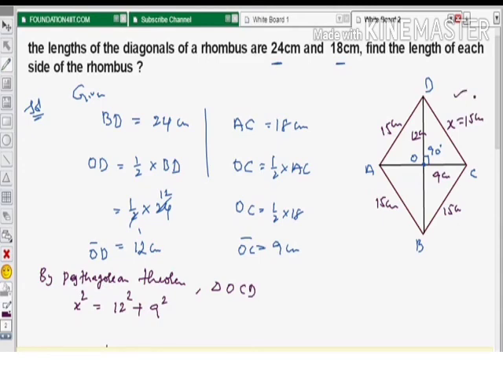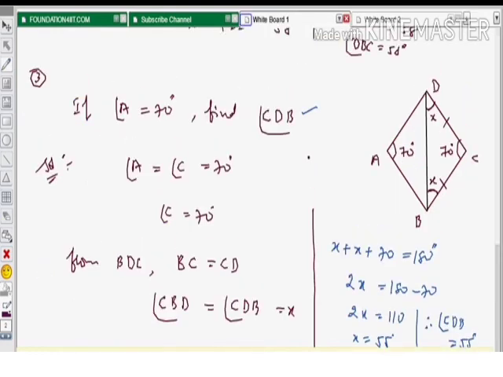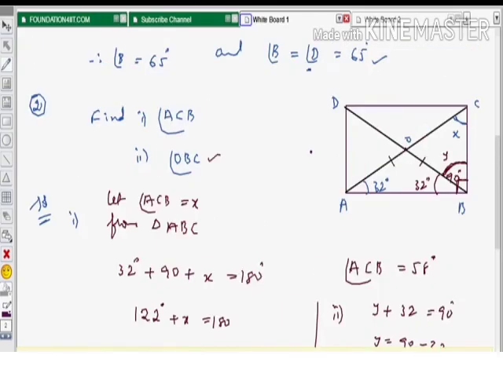This way we can solve the numerical problems. We only should know the properties thoroughly. Like the previous topics I explained, each and everything like parallelogram, rhombus, square, rectangle, kite, trapezium. If you know all these properties, then problems we can easily solve. Any type of questions that come, we can do these word problems.